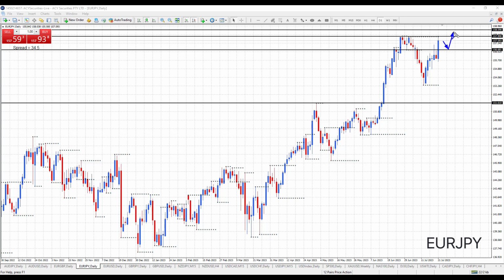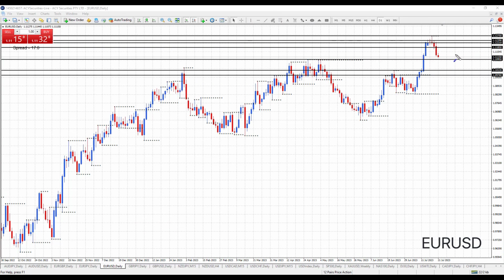And can we then further advance above the next level of weekly resistance at 158.59? So the Euro Yen, generally speaking, remains very strong. Can we break above the weekly resistance levels this week?